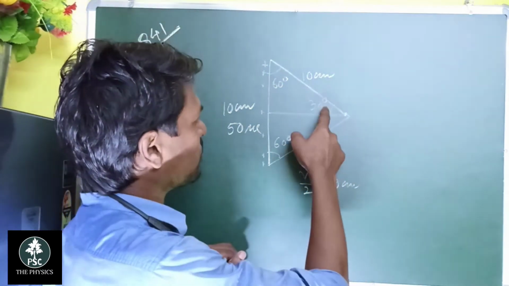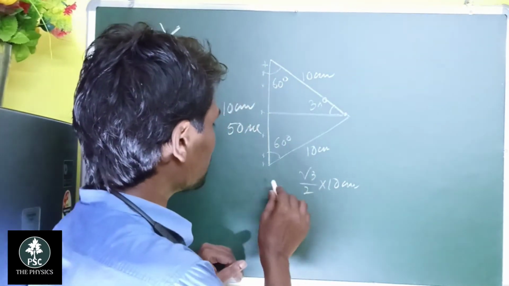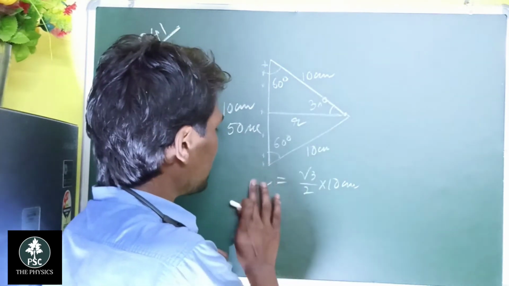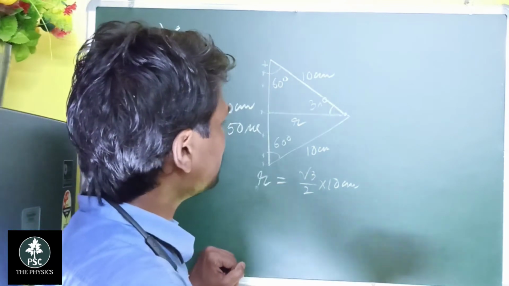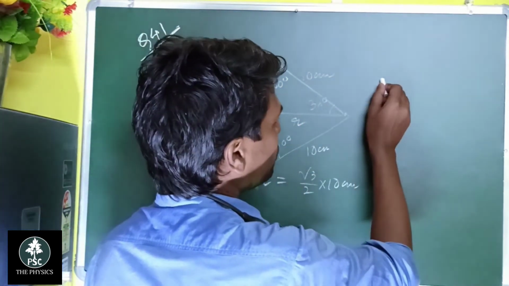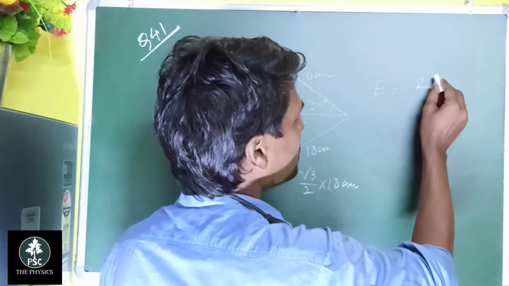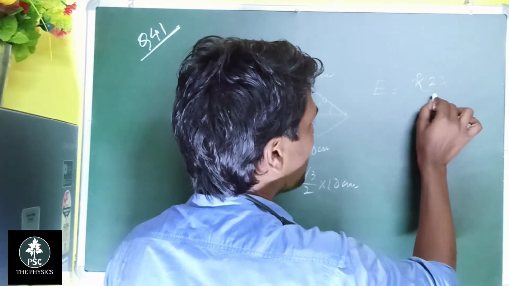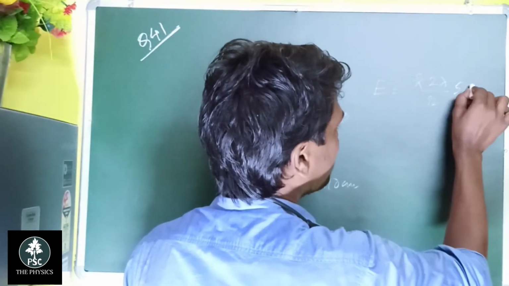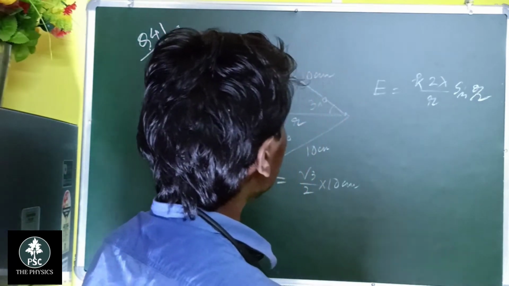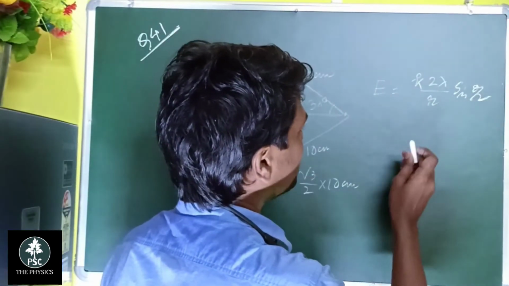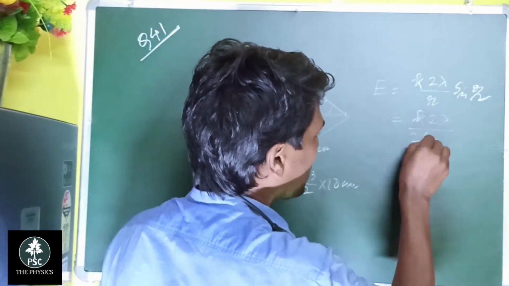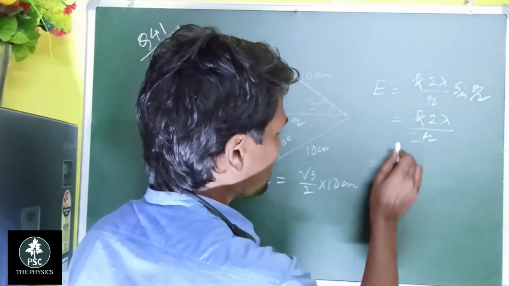or you can take r cos theta of this one. So this is the height, or if we take this as r, then we can say that this is r. And students, think of the formula E equal to 2 kappa lambda by r into sine theta by 2. So this is sine 30 degree. So the formula is 2 kappa lambda by r times sine 30 degree.